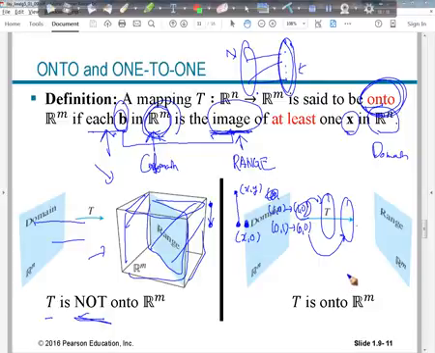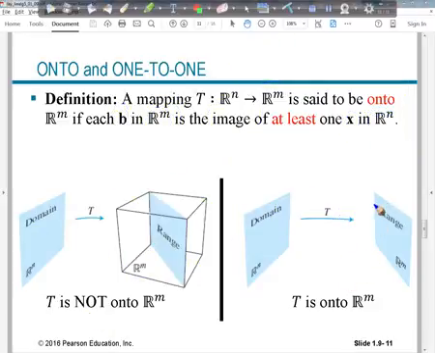This is not a good figure, but it represents the case where the range and the codomain become exactly the same. So this plane is the codomain as well as the range.